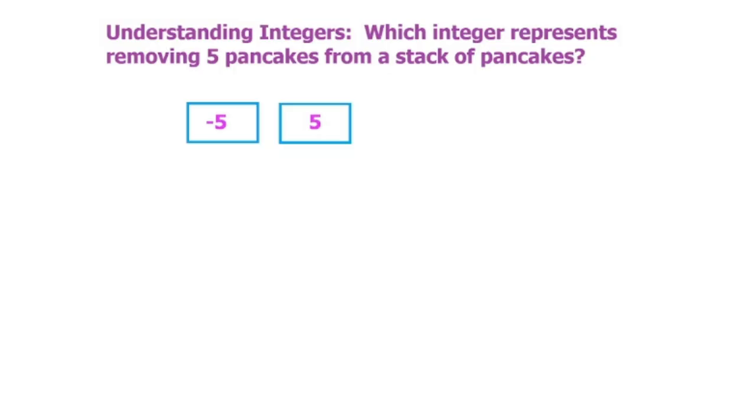So if we have a problem like this that says understanding integers, which integer represents removing 5 pancakes from a stack of pancakes? So we have -5 and 5. So we have to choose.